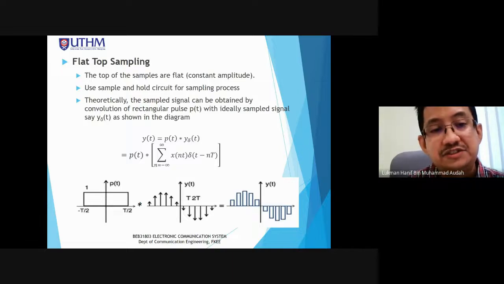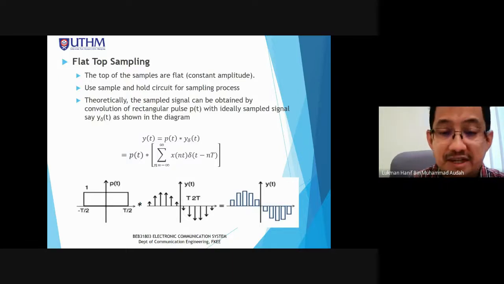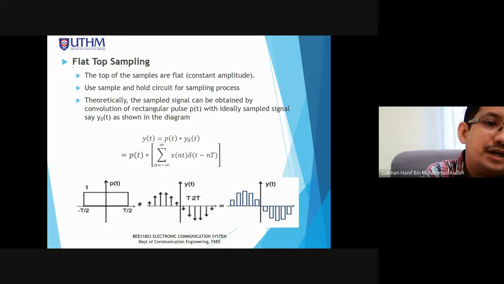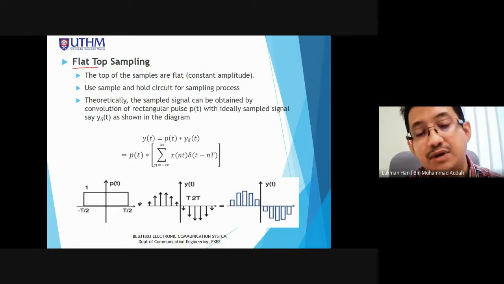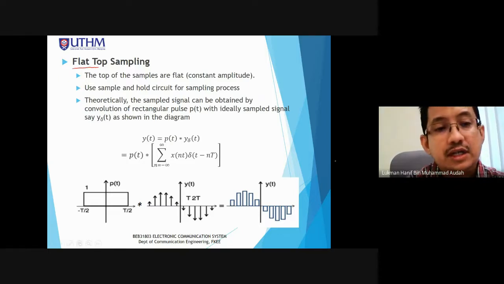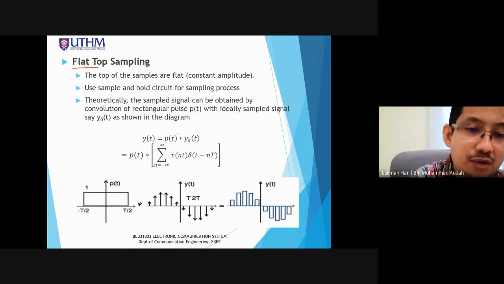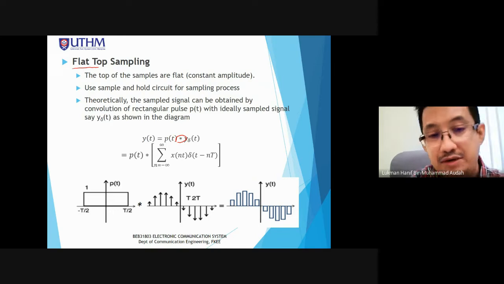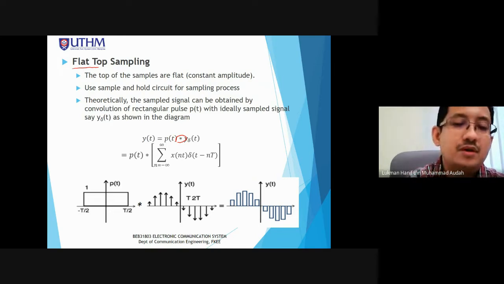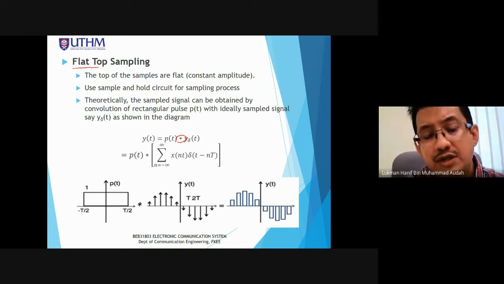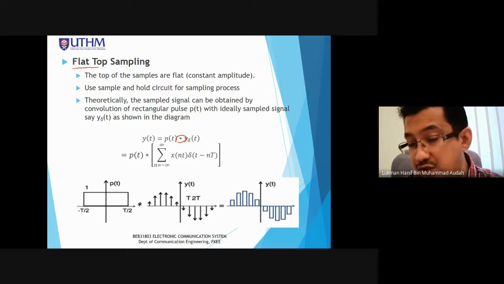And the third type of sampling is flat top sampling. Flat top bermakna bahagian atas dia tu flat. Okay, bahagian atas itu flat. So dalam kes ini, bukan hanya dia melakukan proses multiplication in the time domain, but also it will do the process of convolution in the time domain. So convolution ni apa? Convolution in the time domain, that means you will do multiplication in the frequency domain.